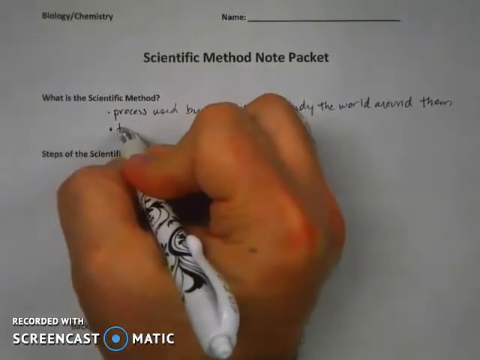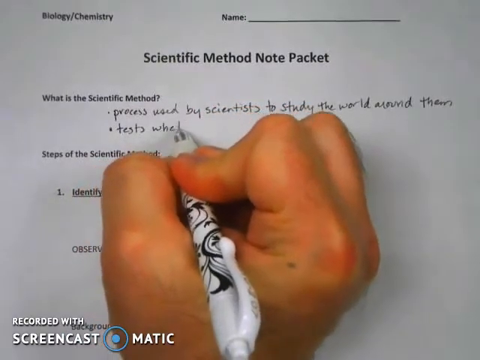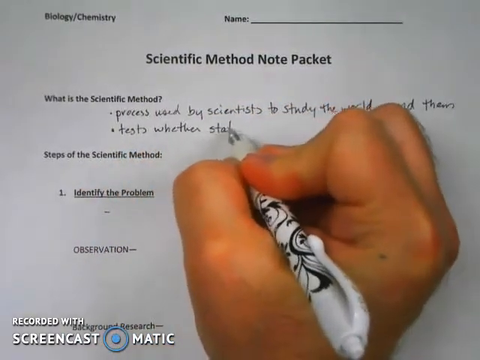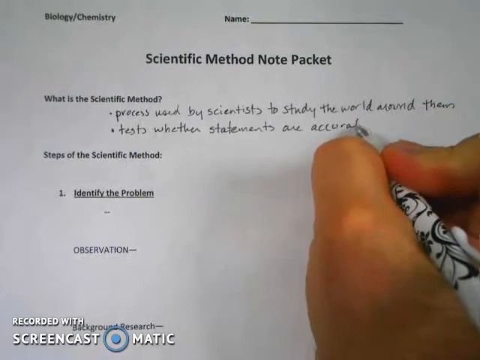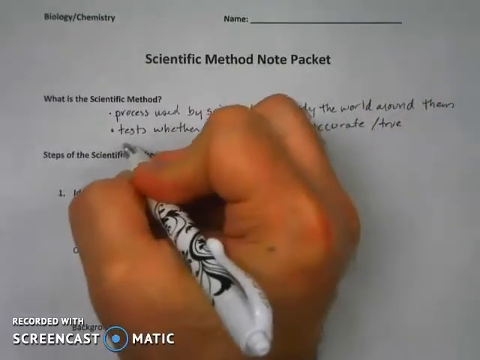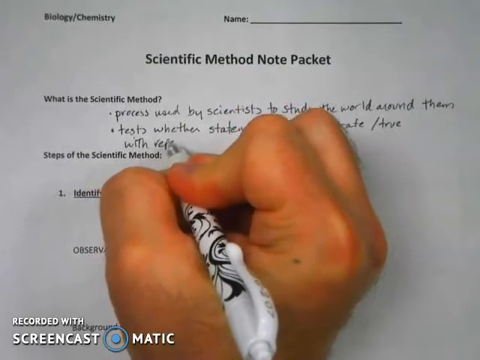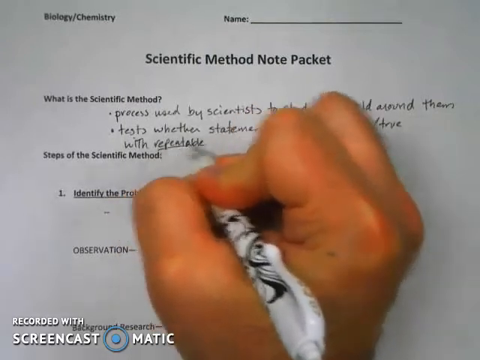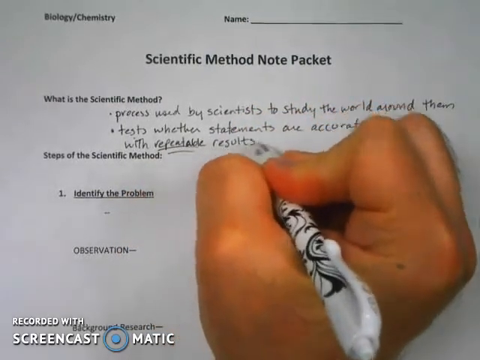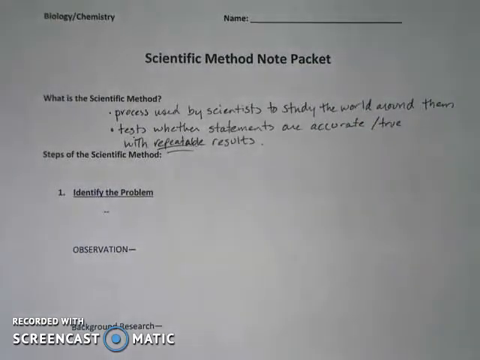So this process tests whether statements are accurate or true with repeatable results. And that is a really big part of this: repeatable results. So scientists are going to test the same thing over and over and over again to make sure that they get the same results. So what is this process? What are the steps? And in this video, we're going to go over the first 2 steps.